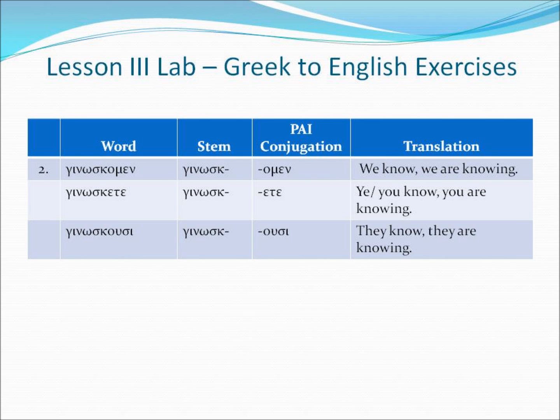The third word, gnoskusi. Once again, the stem is gnosk, and the present active indicative conjugation is usi. O, ace, a, amen, ete, usi. That's a third person plural. Translated, gnoskusi means they know, or they are knowing.